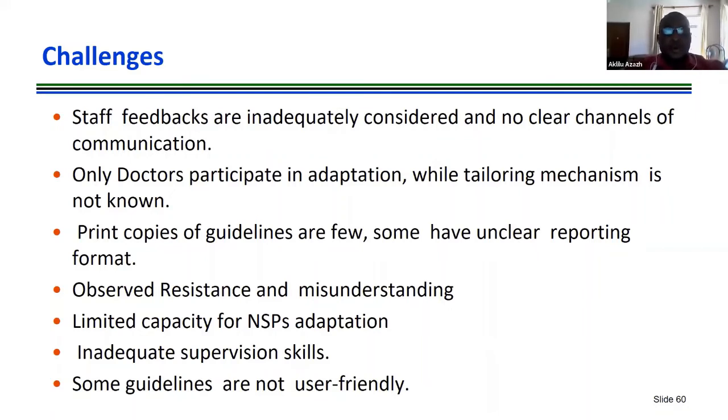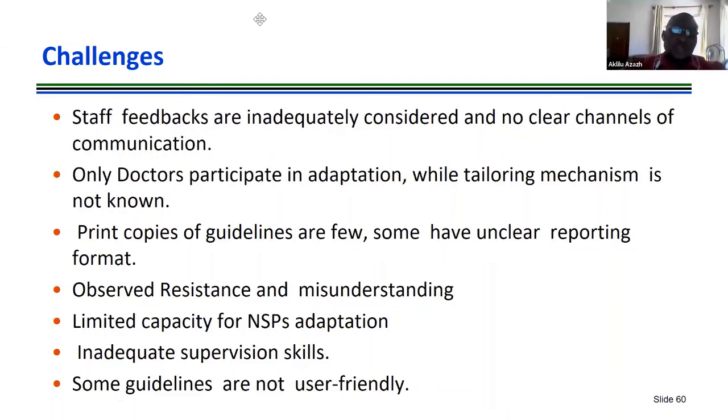Besides, print copies of guidelines are few. Some have unclear report formats. Most of these guidelines are available online, and it's quite expensive for health staff to go and print those guidelines. So print copies are very few, and sometimes the implementing partner may find it difficult to get a print copy. So they may opt to print themselves using their own money. That's quite expensive for healthcare staff.